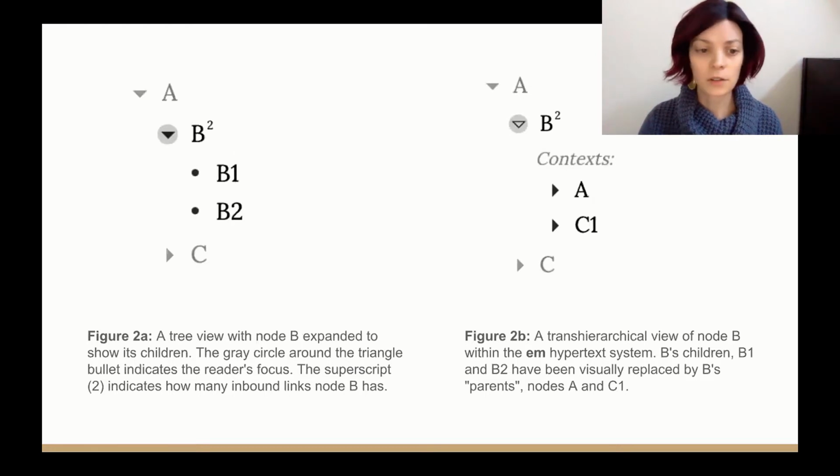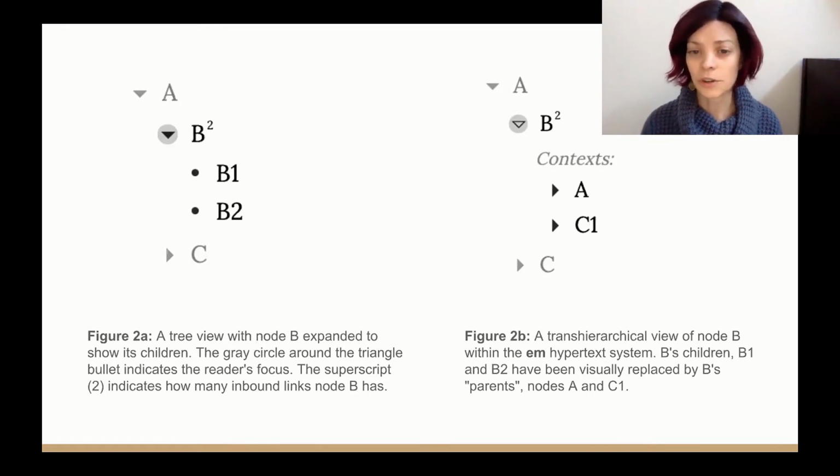And using that graphical form presented in figure 1A here, we can expand node B and view the children B1 and B2. So figure 2A on the left, again, shows a standard tree view of this graph following outgoing edges along the graph. Figure 2B on the right shows transhierarchy, or the transhierarchical view, which simply consists of replacing the child nodes at a given level with incoming edges instead of outgoing edges. And in the M application, this is represented under the label contexts.